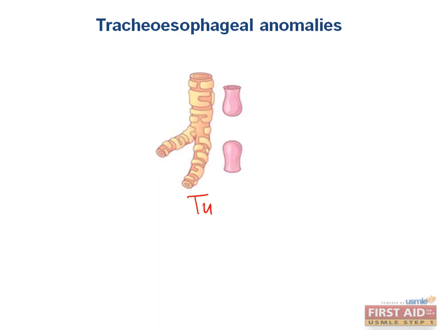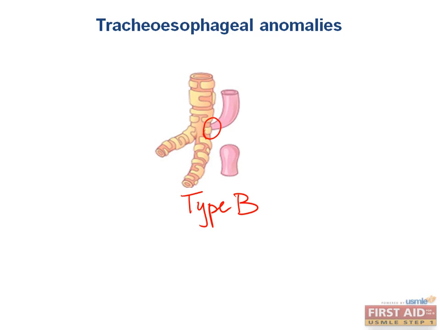There is also type A. This is where there's a proximal and distal esophagus, but no middle part. There can also be, as you guessed, type B. This is where the proximal esophagus connects to the trachea, but the distal esophagus is by itself.